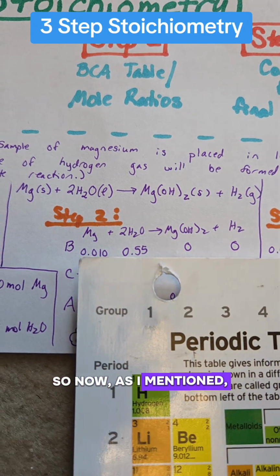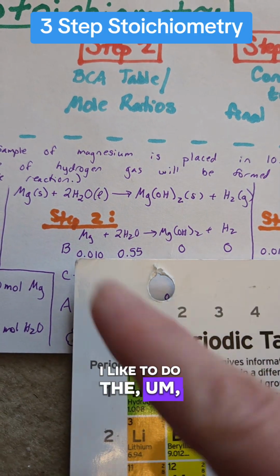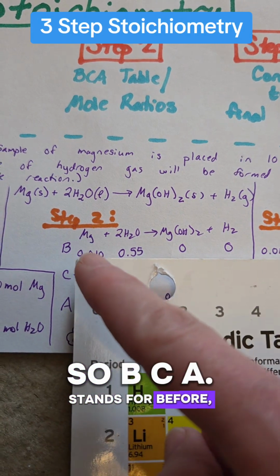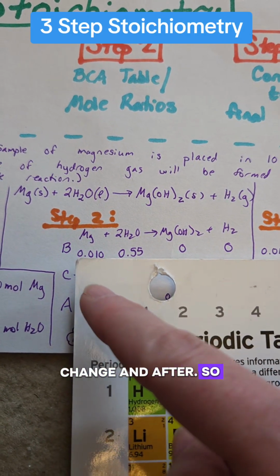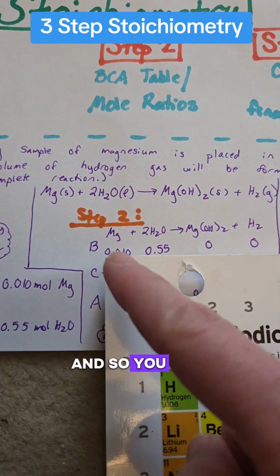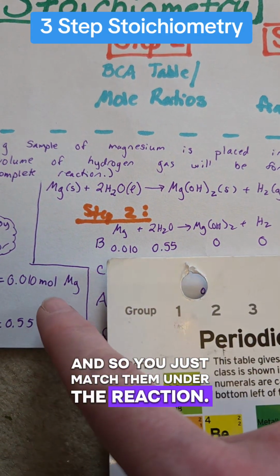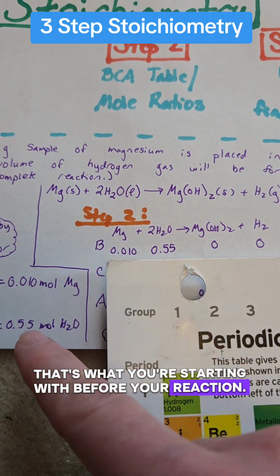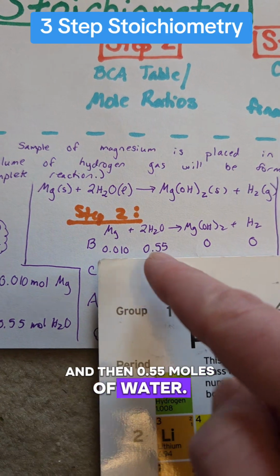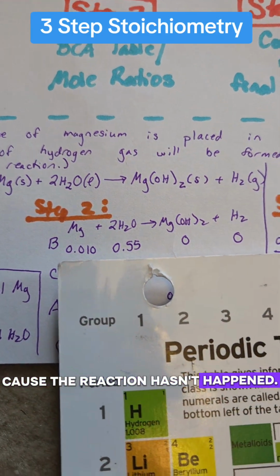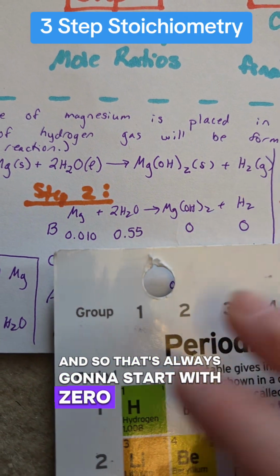So now, as I mentioned, I like to do the mole relationships in a BCA table. BCA stands for before, change, and after. Before you begin, you have these amounts that you just calculated, and you match them under the reaction. So you have 0.01 moles of magnesium, that's what you're starting with before your reaction, and then 0.55 moles of water. Before you begin, you haven't made any products because the reaction hasn't happened, so that's always going to start with 0 and 0.